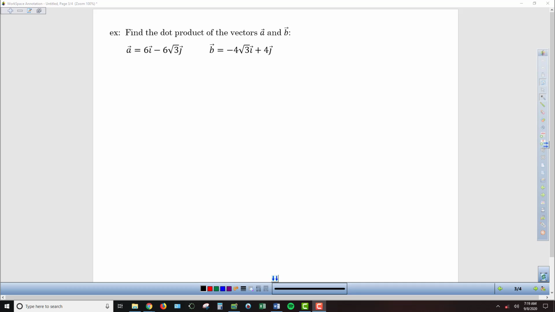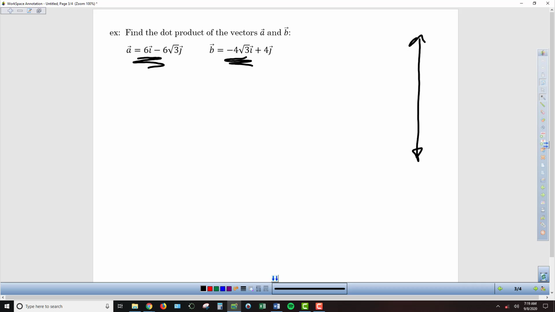So let's use that formula to find the dot product between the two vectors that are given here. So we have vector A and vector B. I'm going to sketch those on a coordinate plane for ourselves. For the vector A, I have 6 as my I component, so 6 in the horizontal direction and negative 6 root 3 in the J. So we're looking at something like this. So here's 6 root 3 in that negative direction.